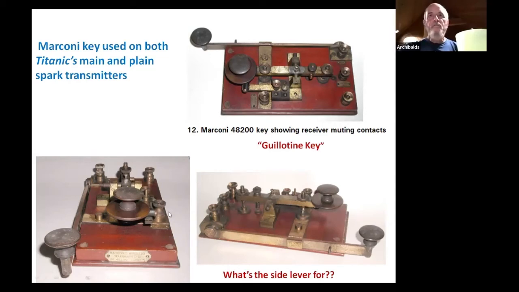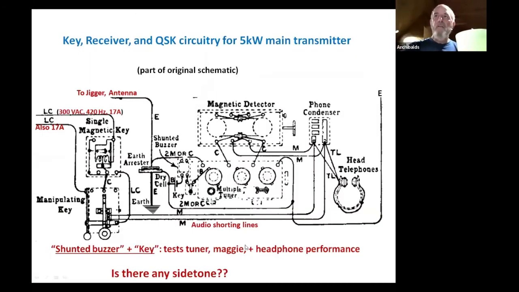You see there's some extra contacts over here, and I'll show you in a minute what they're used for. So when you keyed down here, you closed a contact here and you closed a contact under here. Now this is a bit of the original schematic. Sorry, it's a bit rough, but it is what it is. And so here goes to the antenna, to the jigger in the antenna. Here's your arrestor. Here's your multi-tune across that, and your magnetic detector in here.